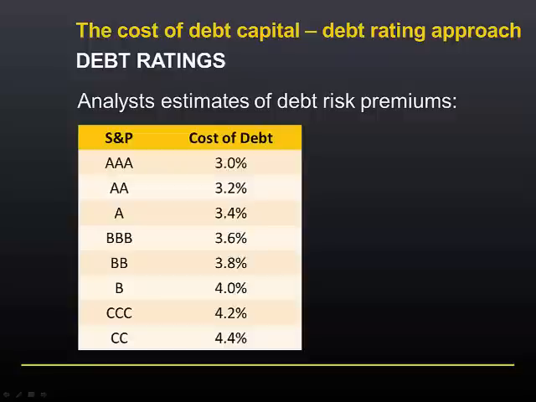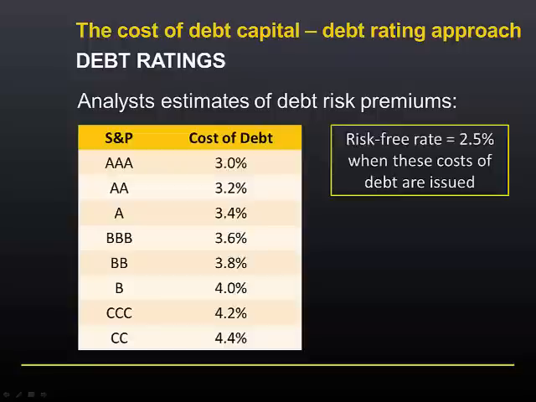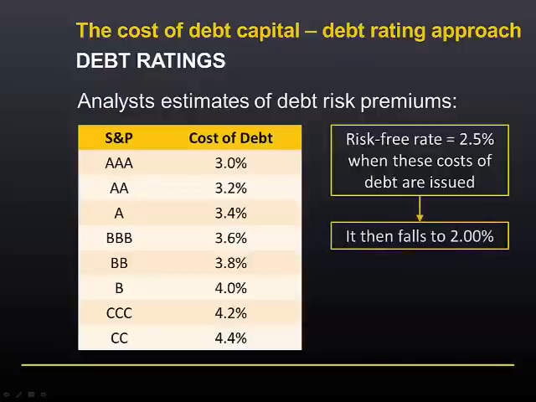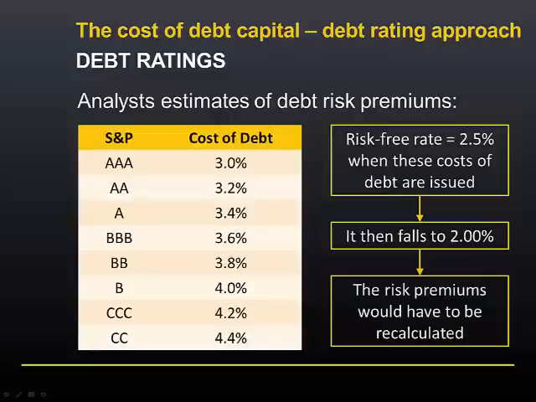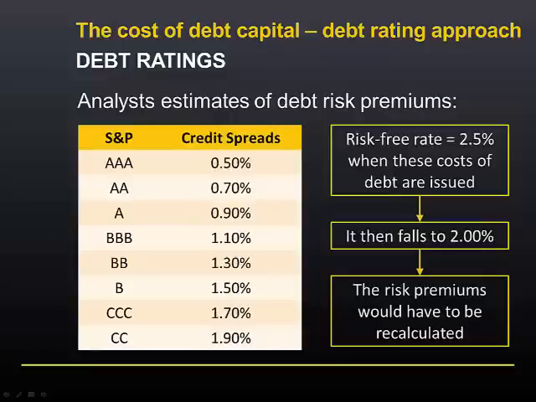There is one problem with this approach. The cost of debt of 3% implies a certain risk premium over and above the risk-free rate. Suppose the risk-free rate is 2.5% when these costs of debt are issued. If it then changes, for example, if it falls to 2%, all of these costs of debt would have to be adjusted accordingly.